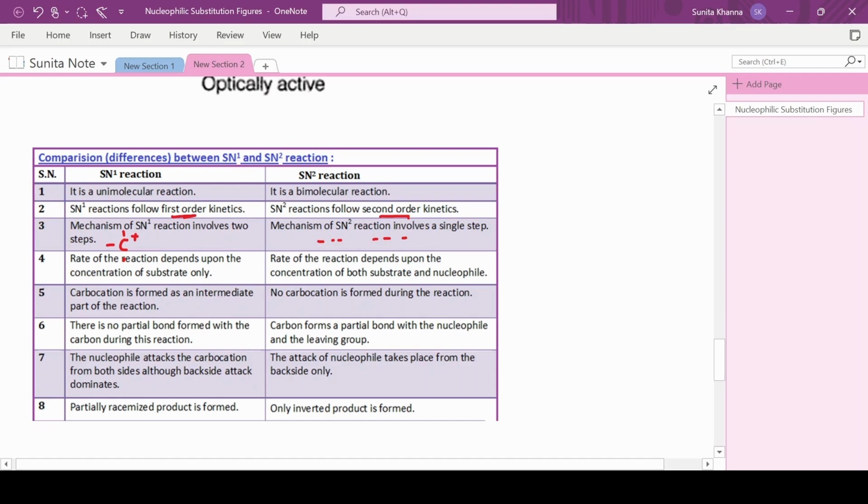So this way we are done with the nucleophilic substitution reaction along with its stereochemical aspects. Hope it's clear.